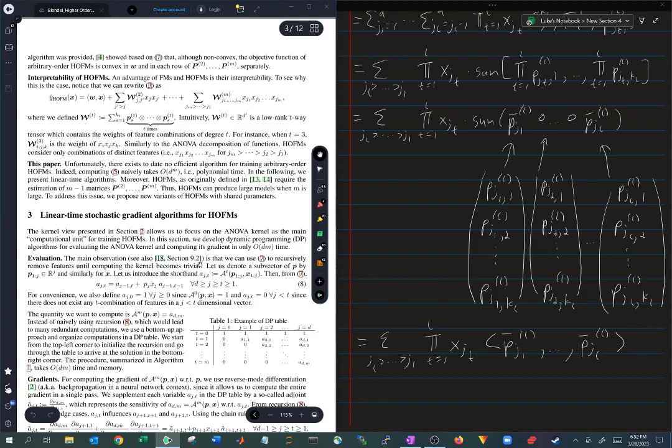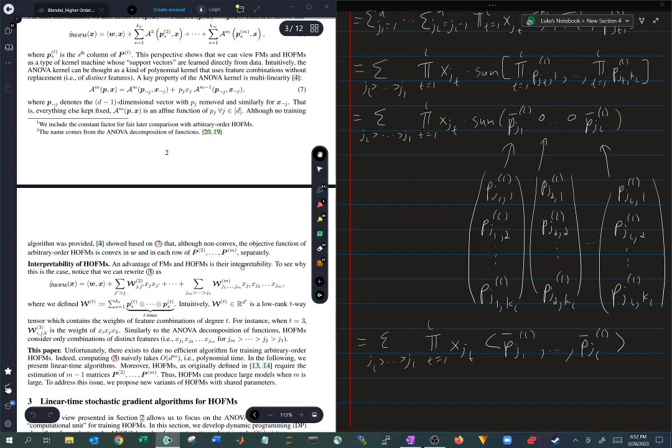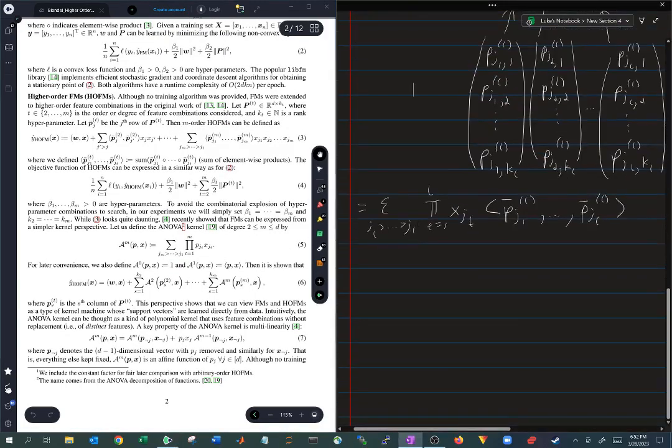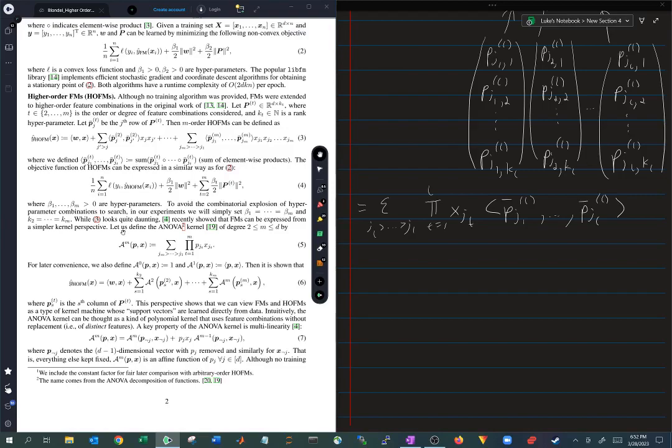However, here we have to do a bit more work to actually prove this. And so let's see why this is the case. In order to prove this complexity, we define what they call an ANOVA kernel, and I'm sure there's a really good reason this name comes from ANOVA decompositions of functions, which I don't know what that is, but I've heard it, and it's defined like this.